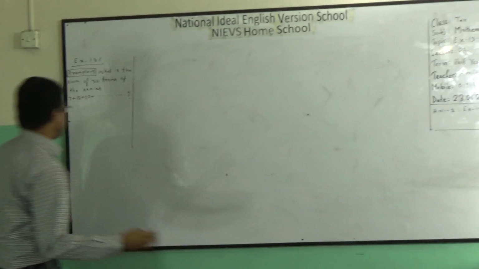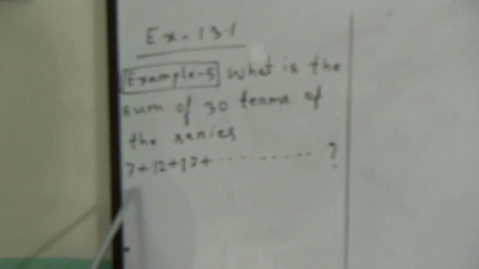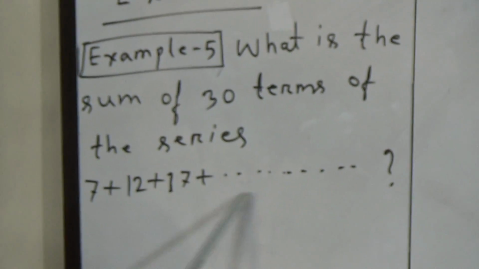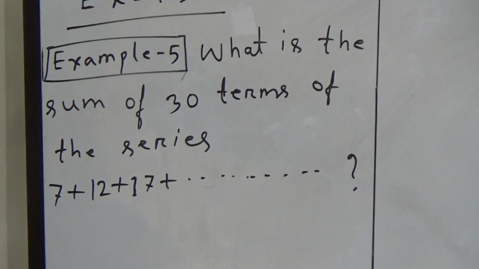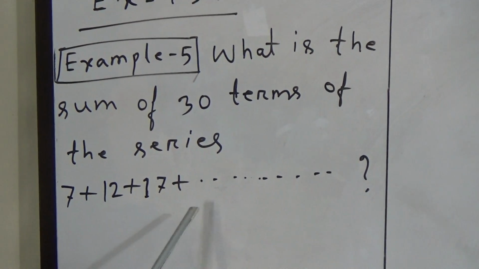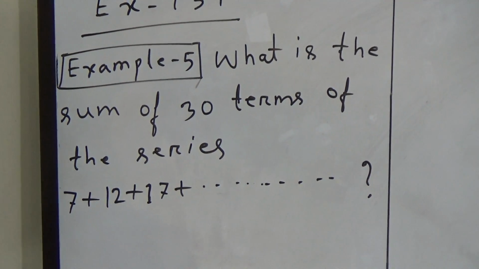Here the question is written: what is the sum of 30 terms of the series 7 plus 12 plus 17 plus ... Here one series is given, we have to find out the sum of its first 30 terms.